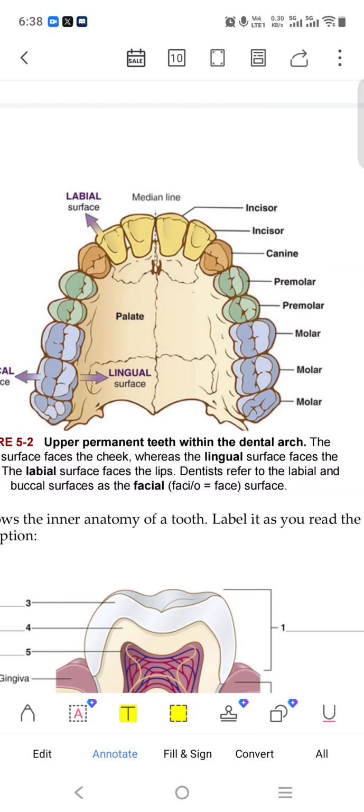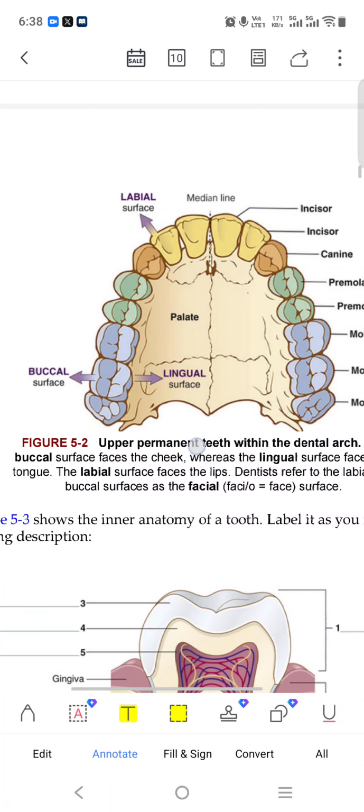And canine, you can see the canine tooth is the third one. Fourth one is premolar. Fifth one is also premolar. Then molar, molar, then next is molar. Then another one is also molar. So like this is the naming of our teeth.